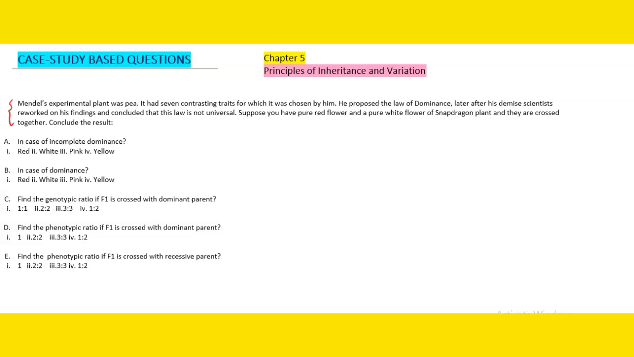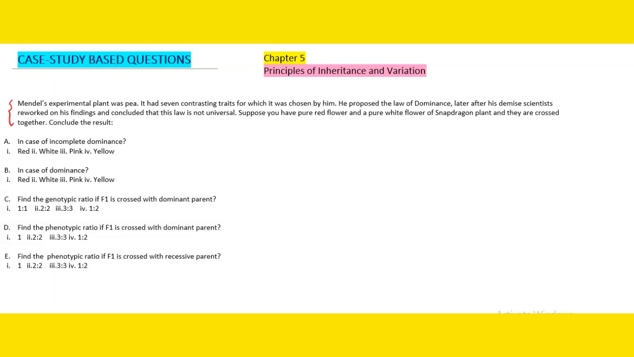It says Mendel's experimental plant was pea. It had 7 contrasting traits for which it was chosen by him. He proposed the law of dominance. Later, after his demise, scientists reworked on his findings and concluded that this law is not universal. Suppose you have a pure red flower and a pure white flower of the snapdragon plant and they are crossed together, conclude the result. Now let's first understand the question.